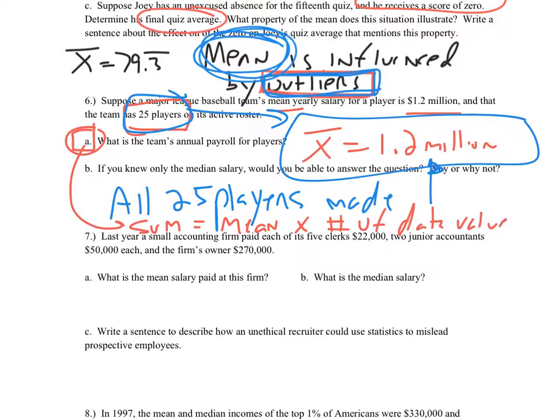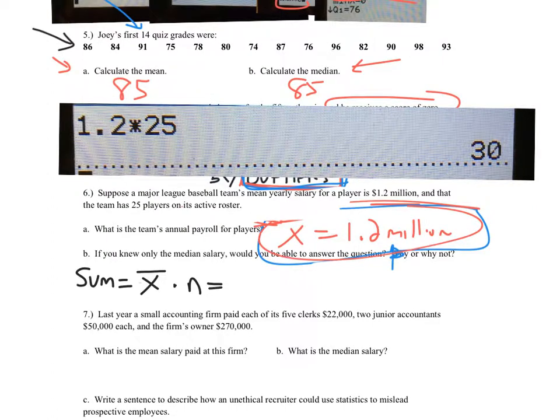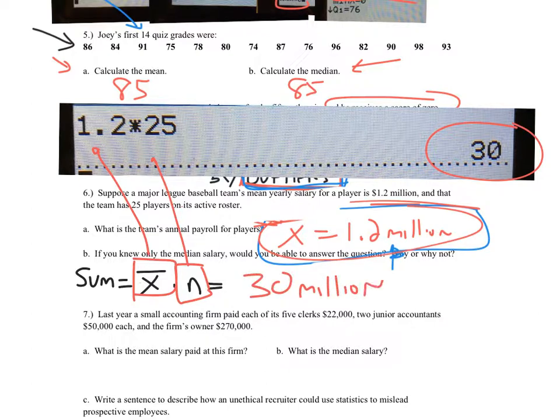That's what I'm going to do. Here I'm going to say the average is 1.2. I'm going to pretend each of the 25 players makes 1.2 million. So I'm basically adding up 1.2 million 25 times. I'm going to take the mean and multiply it by the number of data values, and that's going to give me the sum of the data. So here I took the average, the 1.2 million, multiplied it by n, the number of data values. So here I had 30. And since the 1.2 stands for million, the sum of the players' salaries is 30 million.